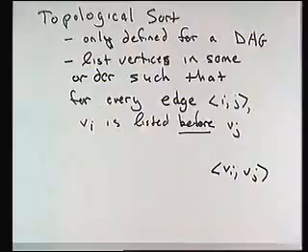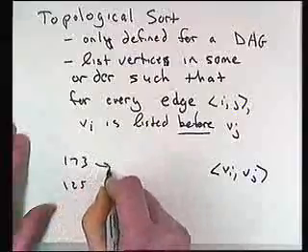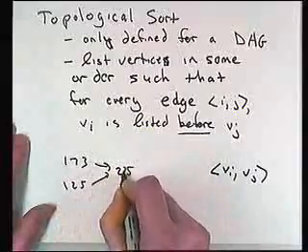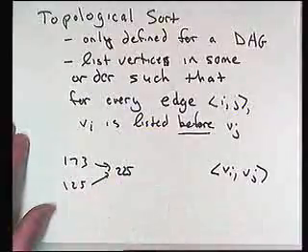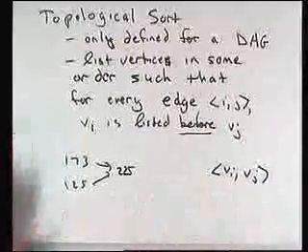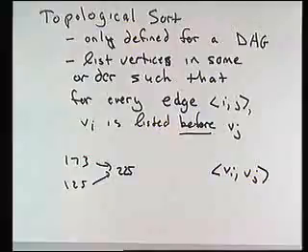If you have a listing of the vertices in which CS225 appears before CS173, it's not a legal topological sort. If you have a listing where CS225 appears before CS125, it's not a legal topological sort. Both of those are sources of the 225 vertex, therefore 173 must be listed before 225, and 125 must be listed before 225. But now these two have nothing to do with each other. There's no edge between 173 and 125, so we can list those in either order.